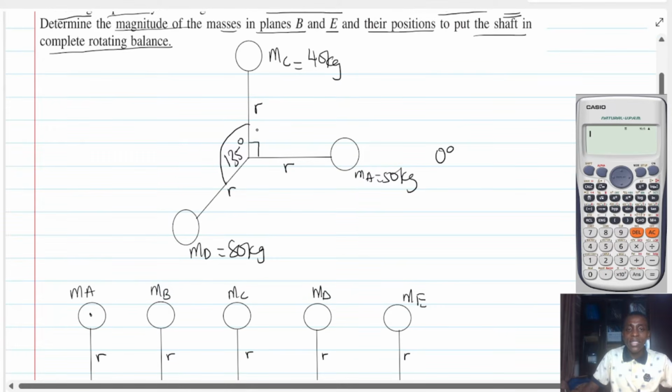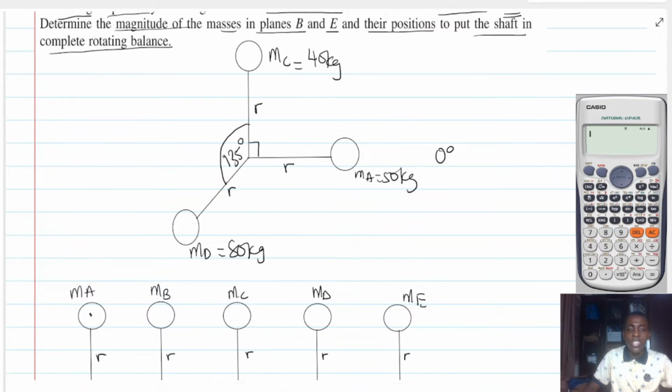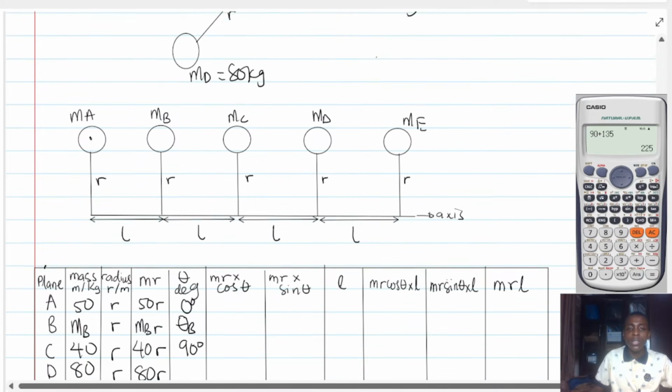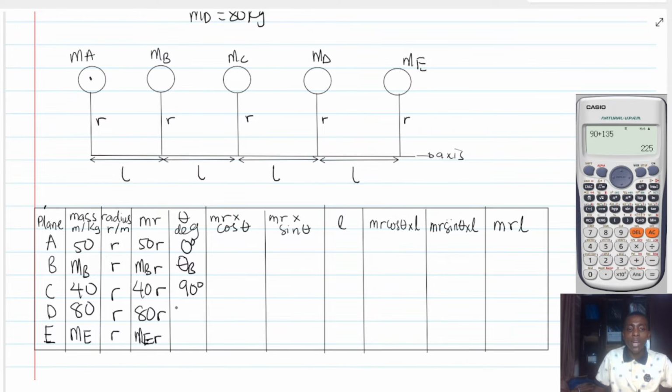Now let's look at this. If I want the angle D with respect to A, I'm going to go all the way from here and then come here, which is going to be 90 plus 135. That is going to be 225. And that is going to be for D. So it's going to be 225. Now I don't know E.